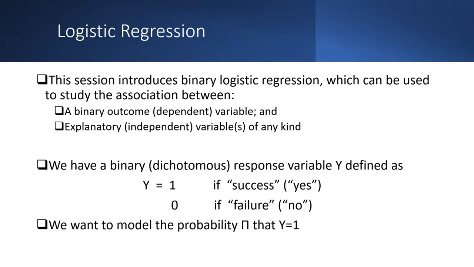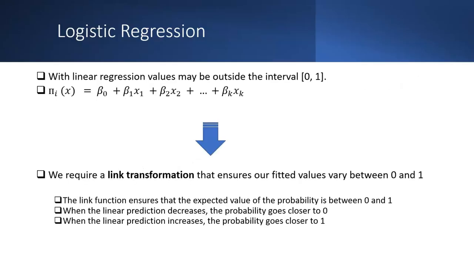To model the probability, we will see how we can configure it. Can we divide it 50-50, or what are our threshold values? With linear regression, values may fall outside the interval of 0 and 1. Then for the probability of x, we model it like b naught plus b1 x1, b2 x2, and the last term being bk xk. So here we require a link transformation that ensures our fitted values will vary between 0 and 1.